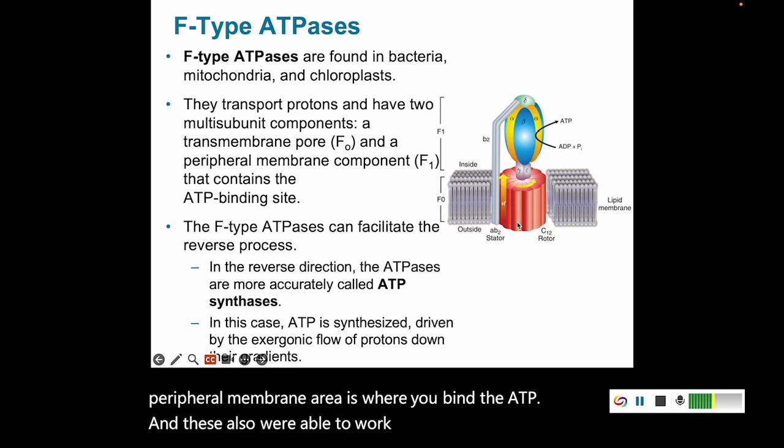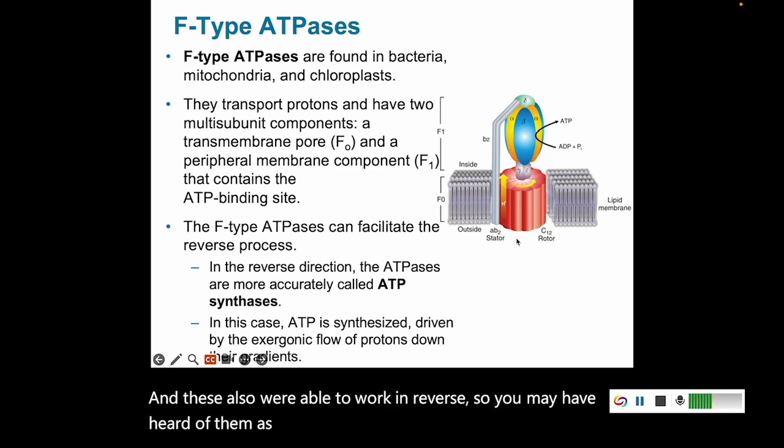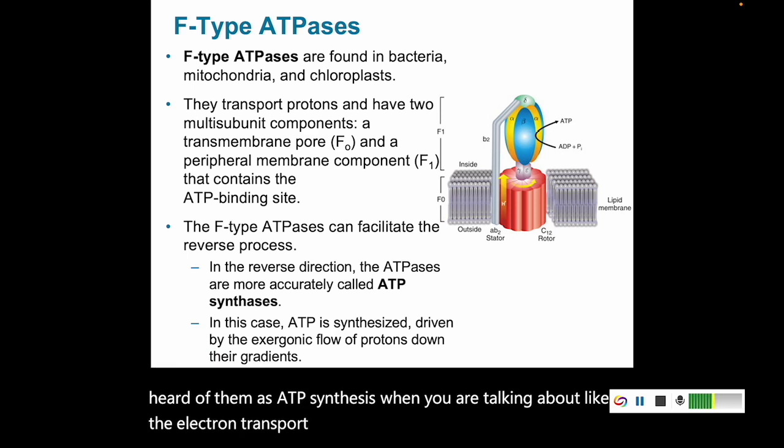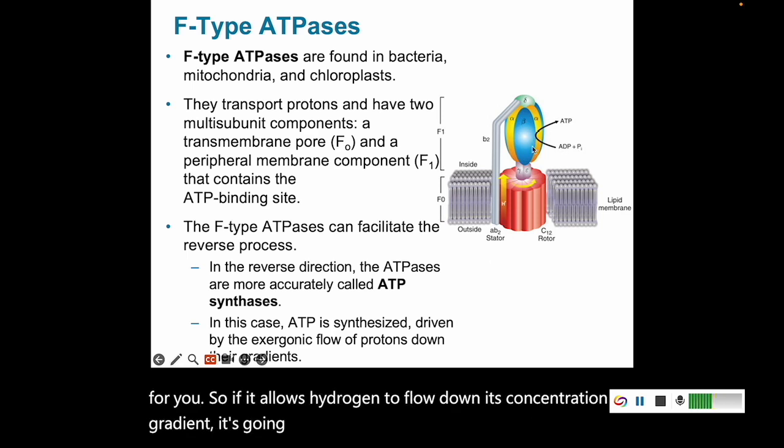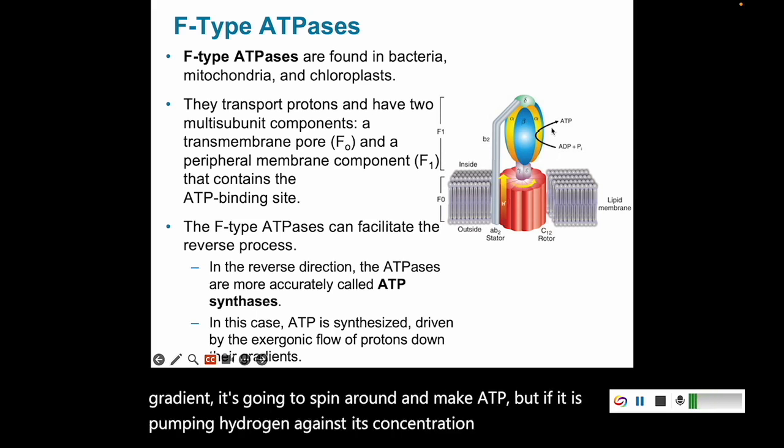So you may have heard of them as ATP synthases when you are talking about the electron transport chain and how your mitochondria make ATP for you. If it allows hydrogen to flow down its concentration gradient, it's going to spin around and make ATP. But if it is pumping hydrogen against its concentration gradient, it's going to hydrolyze ATP back to ADP.